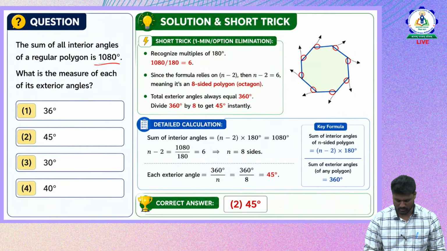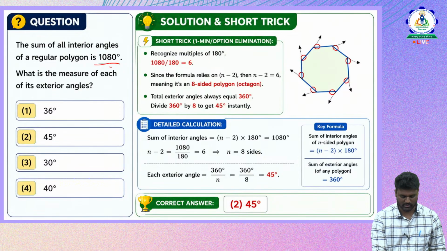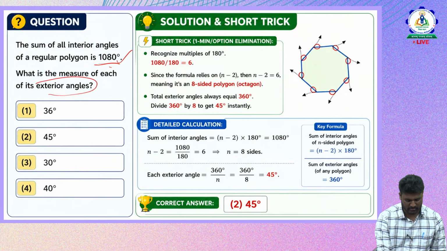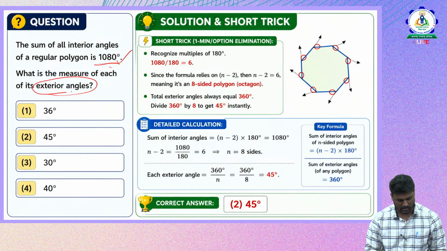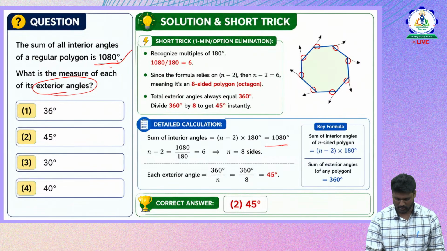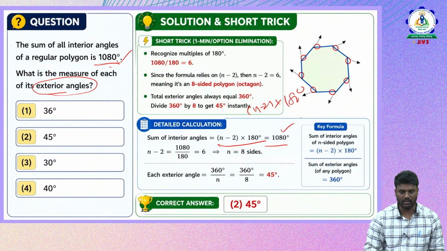Now they have given the sum of the interior angles of a regular polygon is 1080 degrees, and we need to identify the measure of each exterior angle. What is the formula for the sum of the interior angles? It is (n minus 2) into 180 degrees. So (n minus 2) into 180 degrees is equal to 1080. That is what is given in the question.